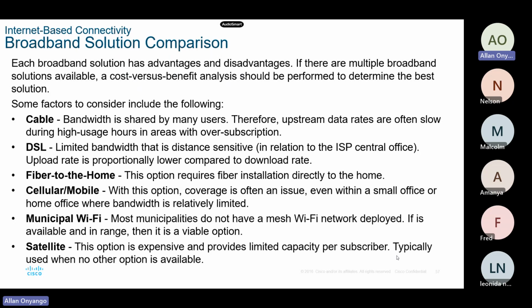Now, for municipal Wi-Fi, most cities do not have a mesh Wi-Fi network deployed, because this requires mesh technology to be deployed. If that is available in your range, then it's a very viable option for you. Satellite is a bit expensive, and it also provides very low bandwidth to its subscribers. It's always the last option, when you don't have any other connectivity option.